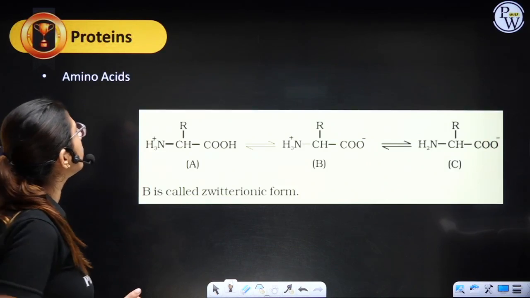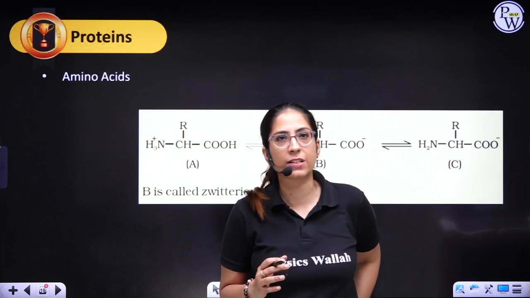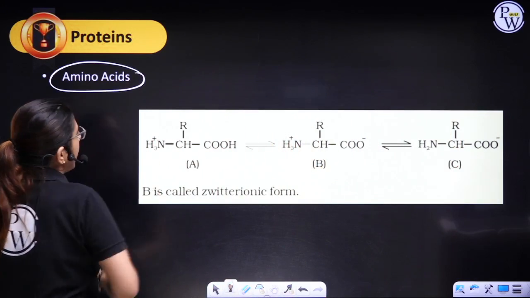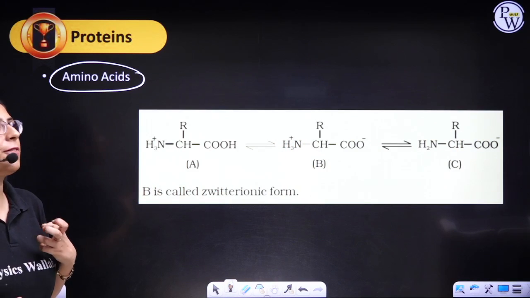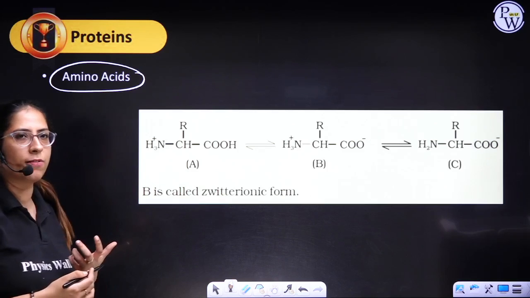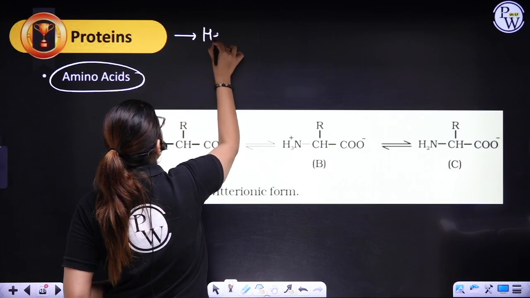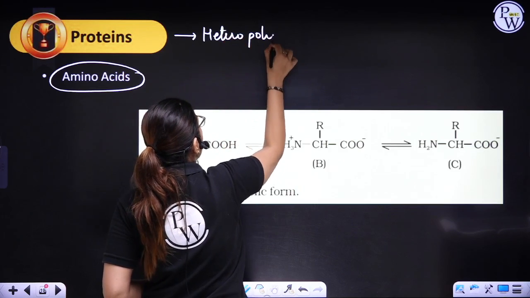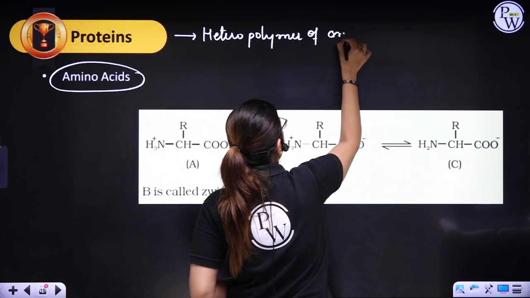Now moving on to the next topic, that is proteins. So majorly now we'll be talking about proteins. Proteins are what? Proteins are chains of amino acids, right? If someone says it is a homopolymer of amino acids, no. So proteins, they are what? That is the heteropolymer of amino acids. Polymer of amino acids.